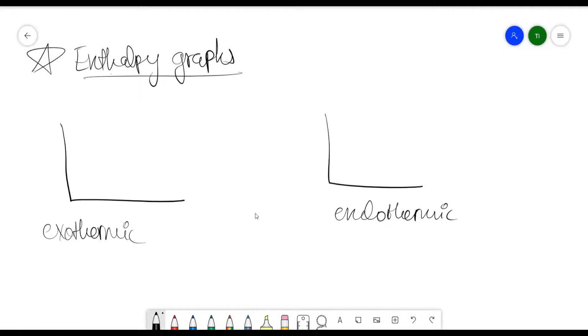So for exothermic reactions, as most of you are aware, energy is given out. On the y-axis is the energy, and on the x-axis is just time, so the reaction progresses with time. For exothermic reactions, you know that energy is released. So from the reactants, a certain amount of energy is required, which is known as the activation energy.